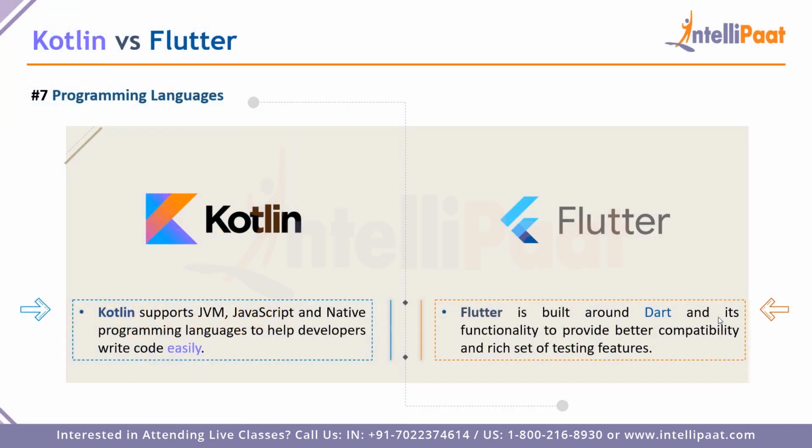With point number 7, we'll talk about programming languages. Now, Kotlin revolves around making use of Java virtual machine code. It has the ability to compile JavaScript and native binary code as well. So this flexibility ensures that developers can spend time understanding and implementing logic rather than sticking to just one programming language, or just one programming methodology, to write their programs.